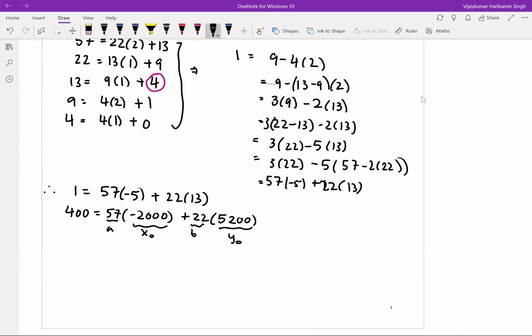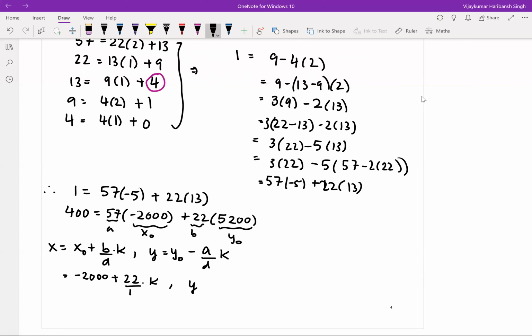Now, what are the other solutions? The other solutions are X equals X naught plus B by D times K, and Y equals Y naught minus A by D times K. So now here you have, this is the same as minus 2000. What is my B? My B is 22. So 22 by D, D is 1, times K.